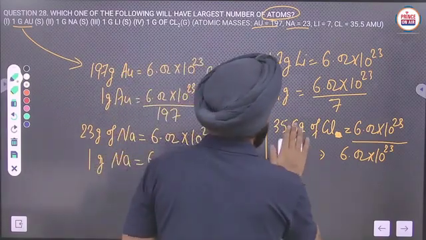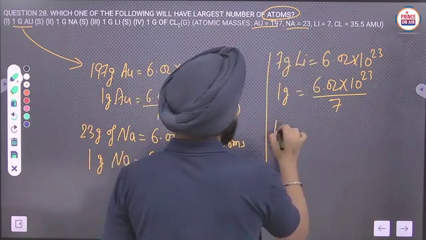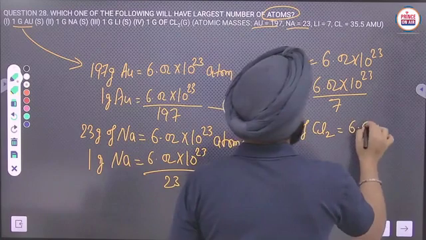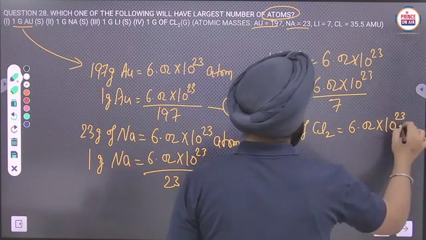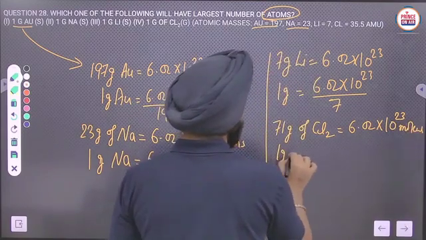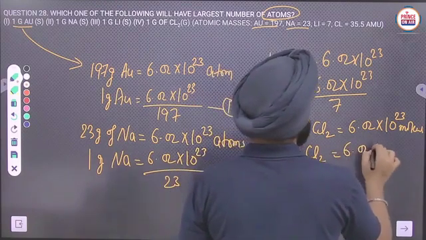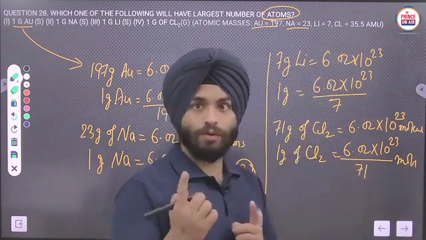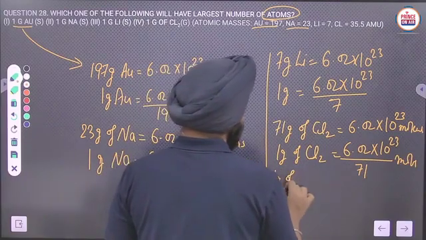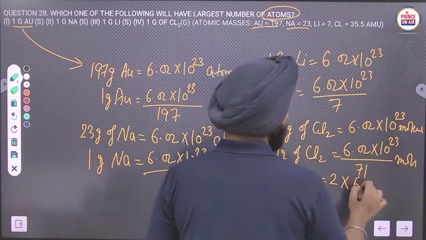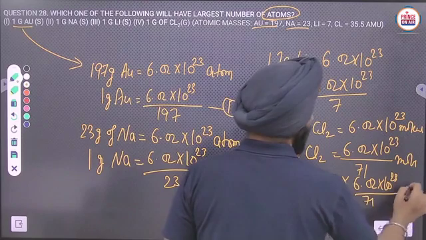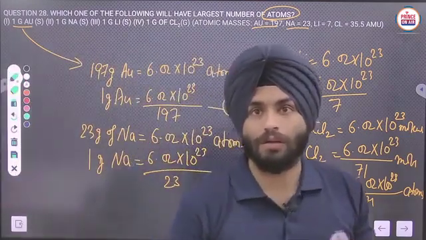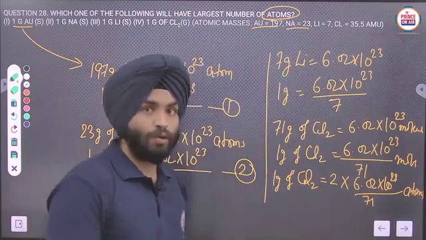Okay, the molecular mass is 71 gram. 71 gram of chlorine will carry 6.02 × 10^23 molecules. And 1 gram of chlorine will carry 6.02 × 10^23 upon 71 molecules. And 1 molecule has 2 atoms, so we just multiply by 2: 6.02 × 10^23 upon 71 atoms. Now it comes out to be atoms. The number which has the lowest denominator will have the largest number of atoms. That is the answer here.